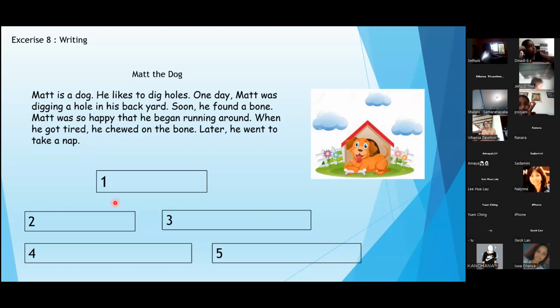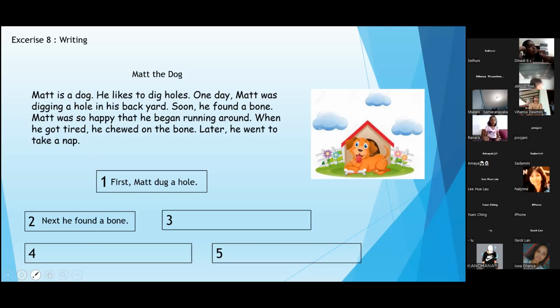So that's the story. What is the beginning of the story? Matt is a dog. What did he do? He dug a hole. Yeah, so Matt is a dog and first he dug a hole. Very good. And then what happened next? Soon he found a bone. Yes, next he found a bone. Well done. And then what happened after that? He was happy and, yes, then he began running around.